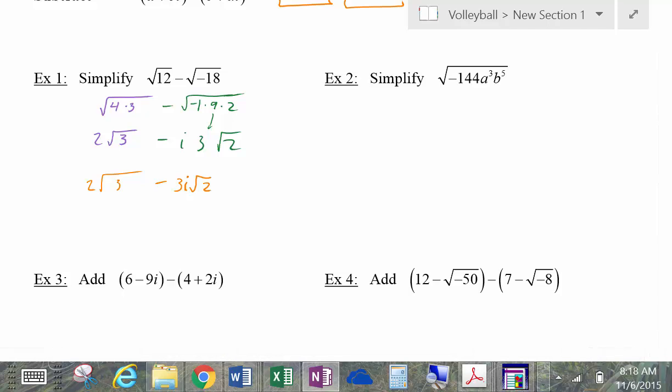That's just convention. Okay, so what is the real part of this complex number? 2 square root of 3. What is the imaginary part?